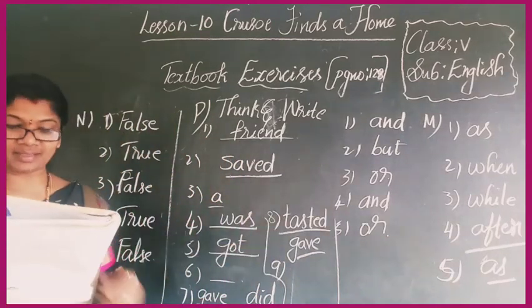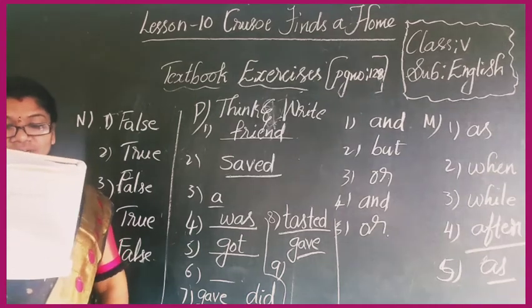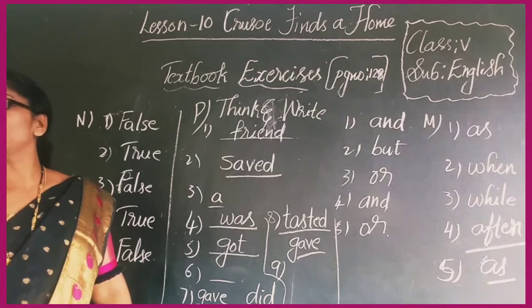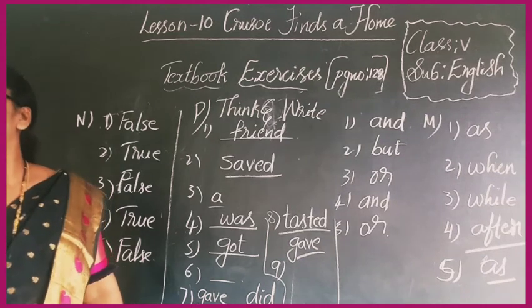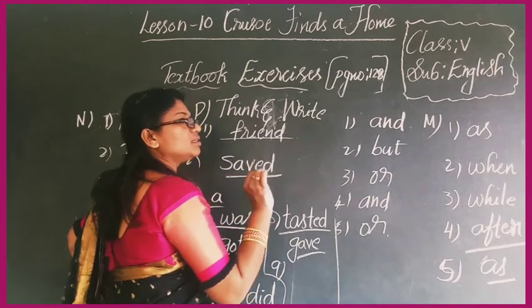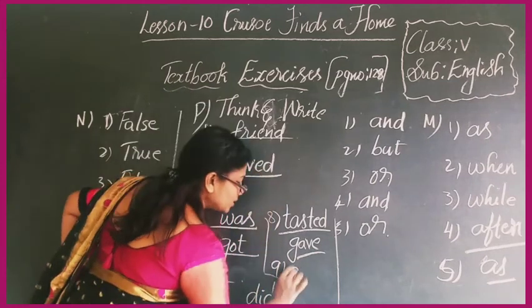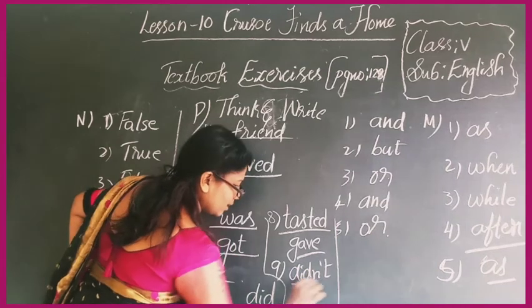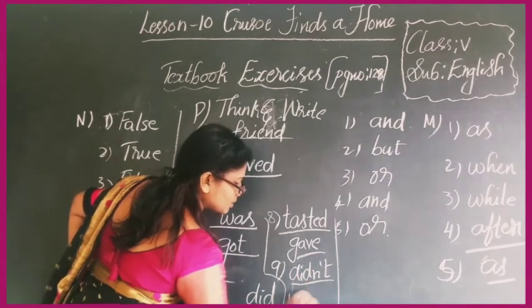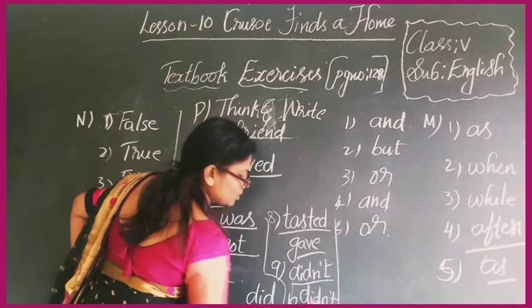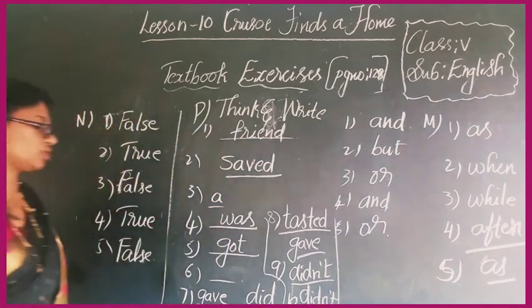Now, ninth line, I didn't know what to do because I didn't know how to. Didn't spelling is wrong. Did plus not, didn't. You said didn't only. In this way you need to write. Tenth line also there is a mistake. Same. Didn't. Short form is did, you should write did, n, apostrophe, t. That's it.